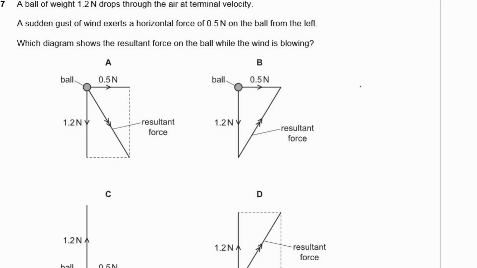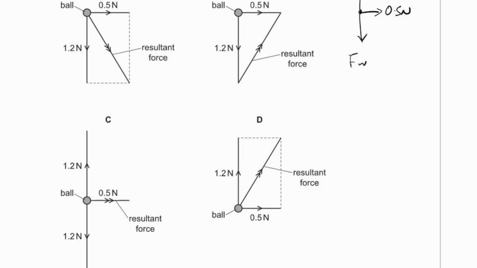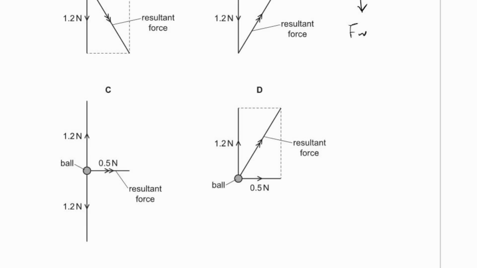Ooh, let's see. Alright, so we've got a force upwards, which is a force due to air resistance. We've got a force downwards, which is a force due to the weight. They're exactly equal to each other, so they cancel out. They're in opposite directions. And finally, we've got a force coming in of 0.5 newtons, which is due to the gust of wind. There we are. So the resultant force is given by C. It's just the value of the 0.5 newtons because the 1.2 newtons cancel out.